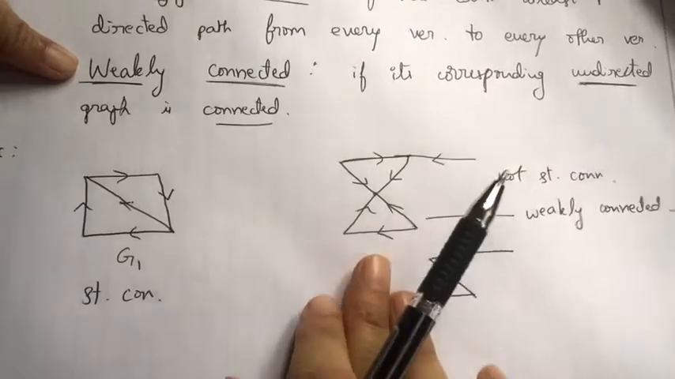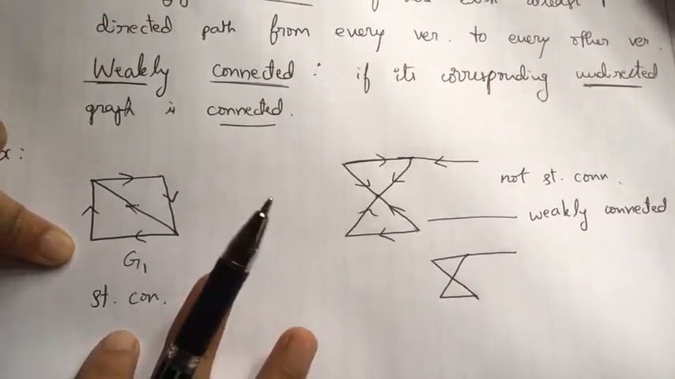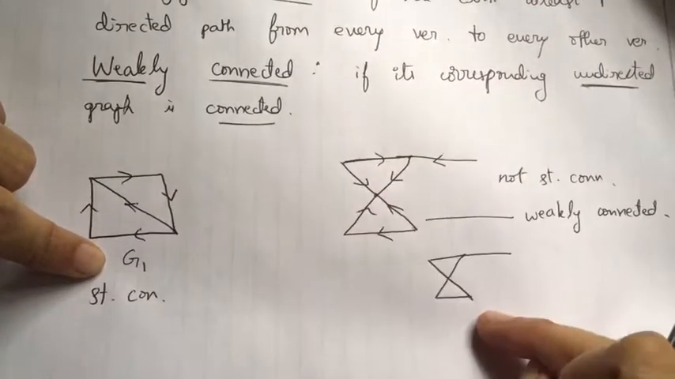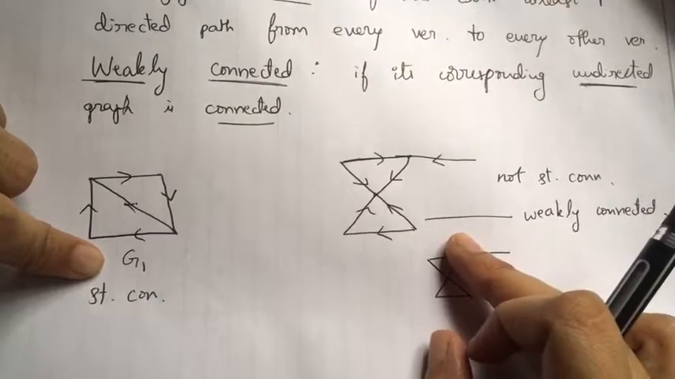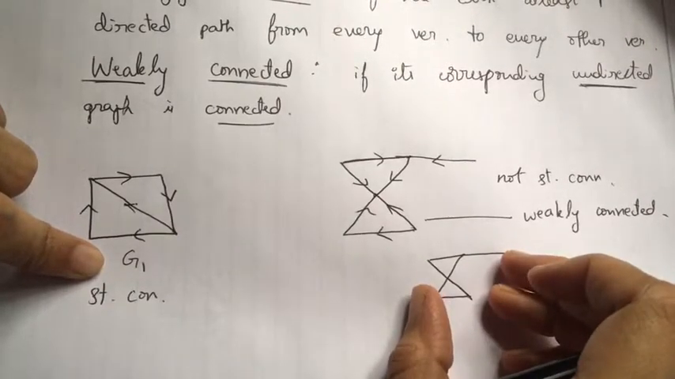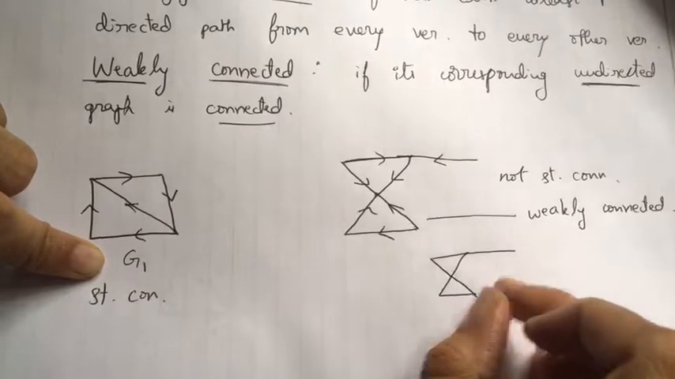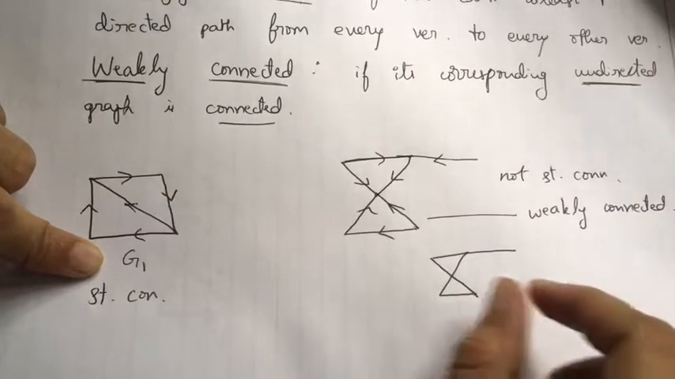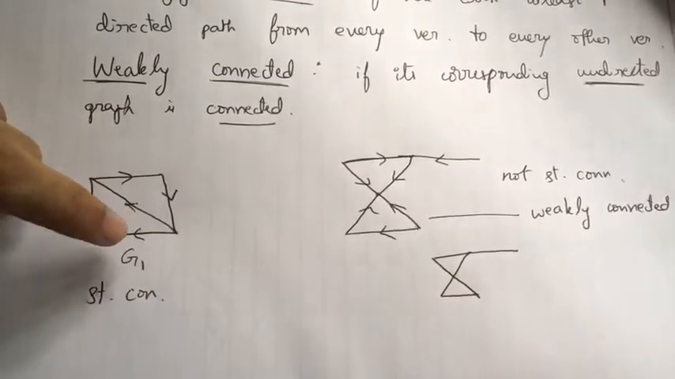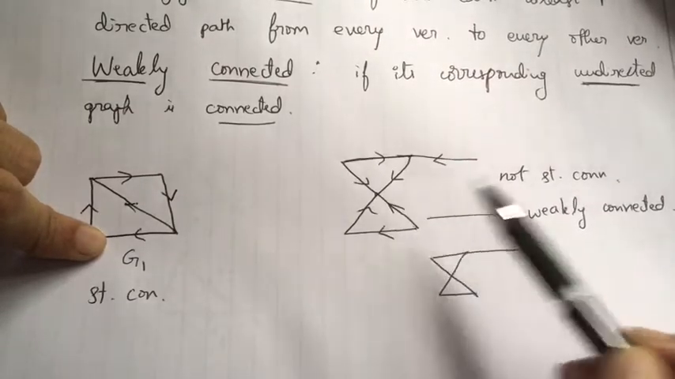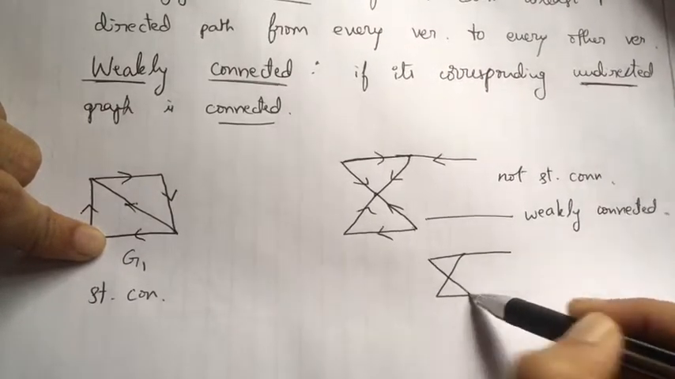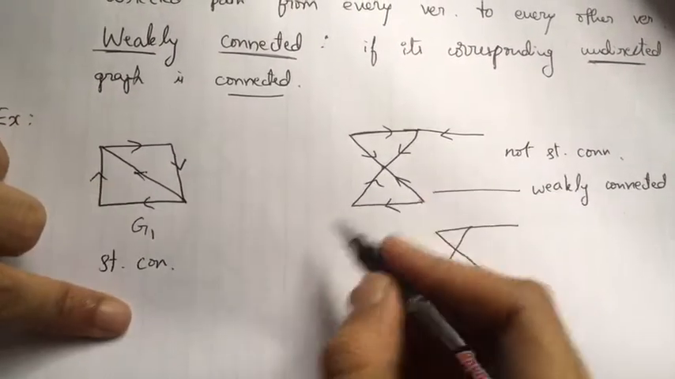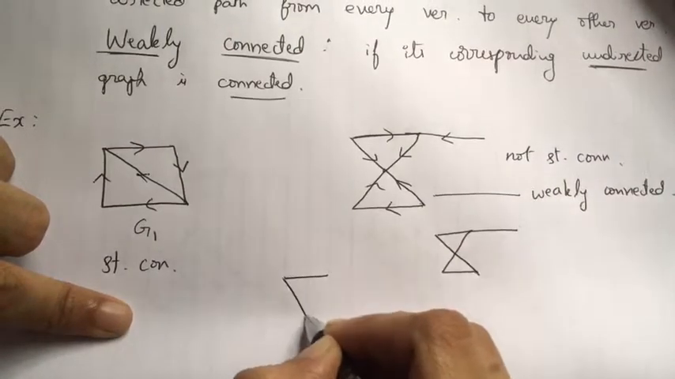So when a graph is given, first you have to check whether it is strongly connected or not. If it is not strongly connected, then take its undirected graph and check whether it is connected or not. The undirected graph is connected if there is at least one path between every pair of vertices. So if it's not strongly connected and its undirected graph is connected, then I can say that it is weakly connected.